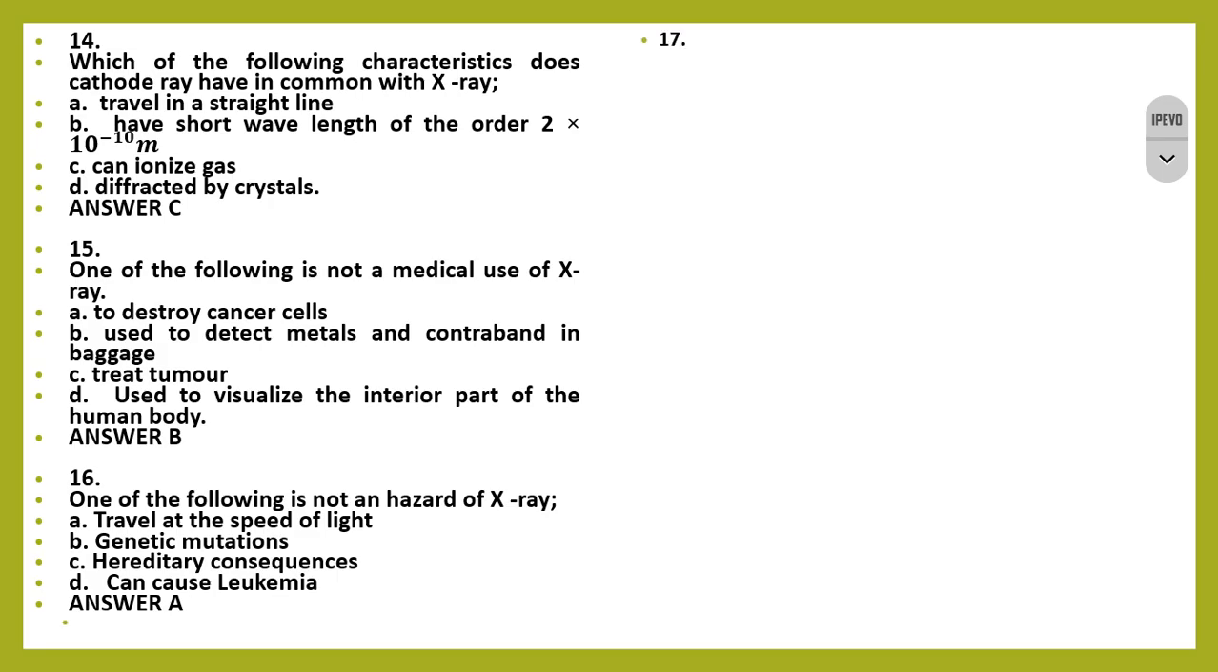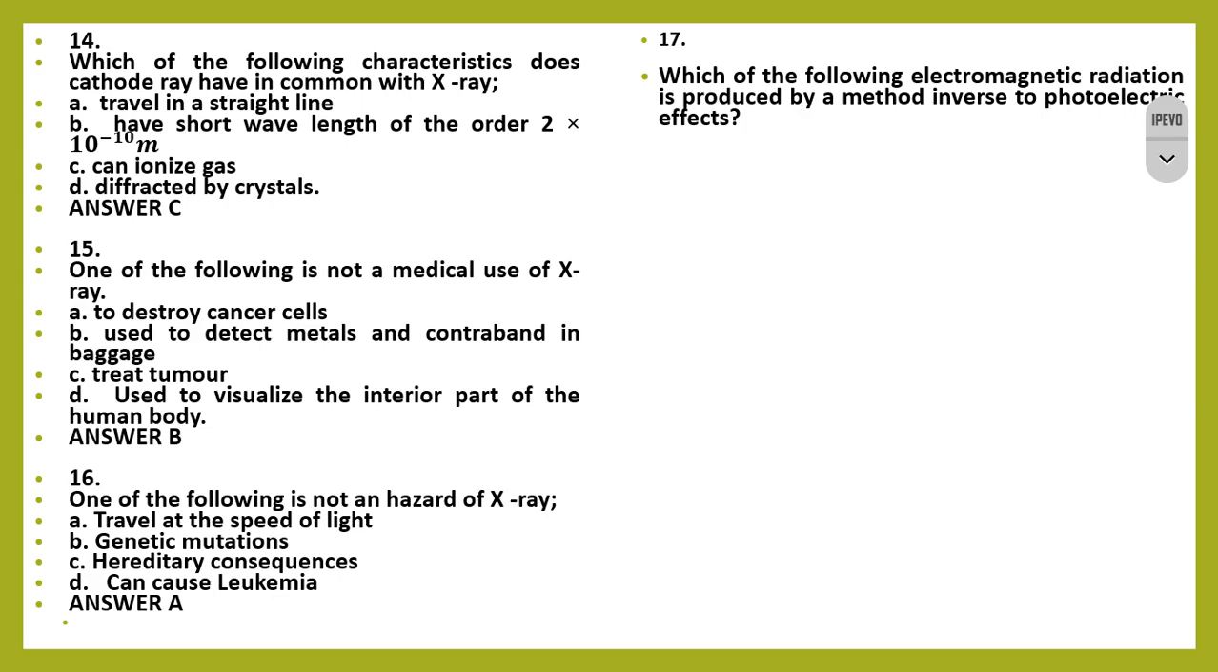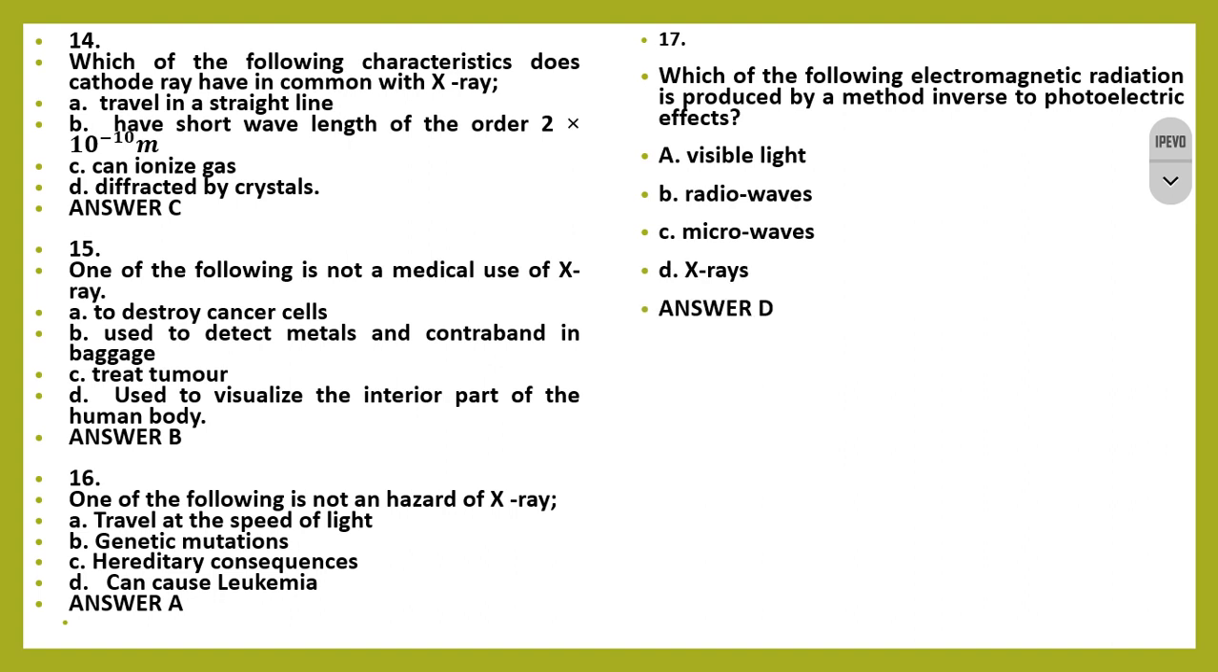Okay, example 17. Which of the following electromagnetic radiation is produced by a method inverse to photoelectric effect? Visible light, radio wave, microwave, X-ray. Correct option is D, X-ray.